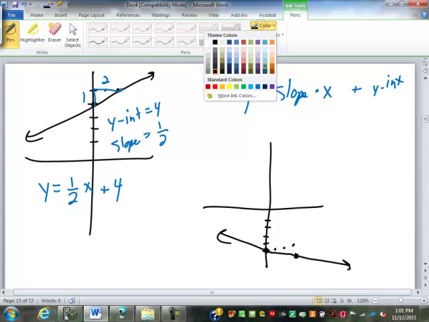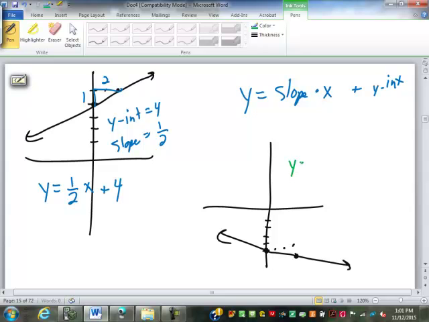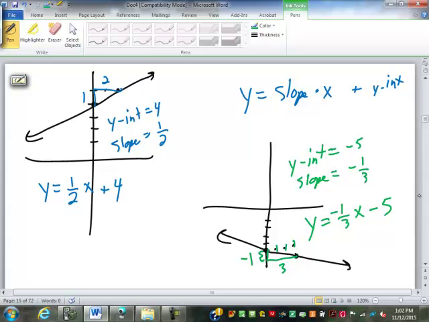So, equation for this one. Y-intercept. -5. Slope. That'll be down how much? It's down 1, so it's -1. 1, 2, 3. So -1/3 is my slope. So the equation? -1/3 x minus 5. Or you put plus a -5, either one. What do y'all think?